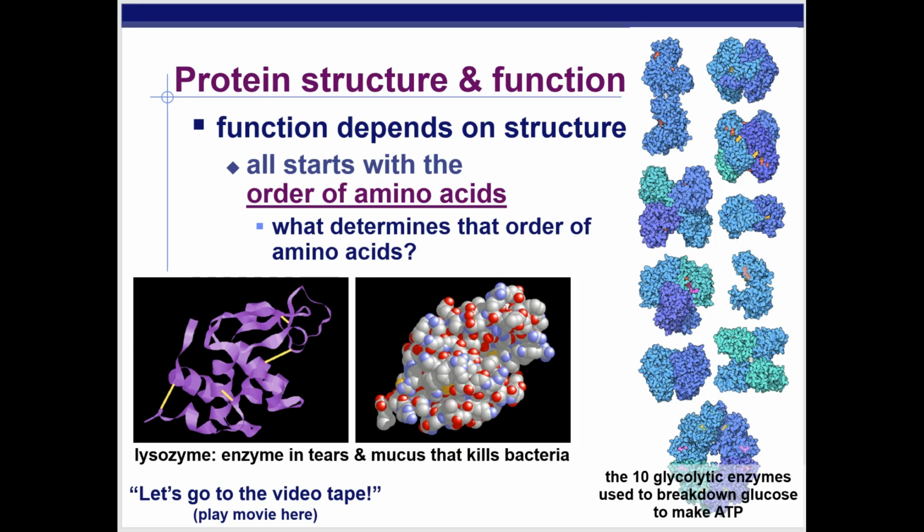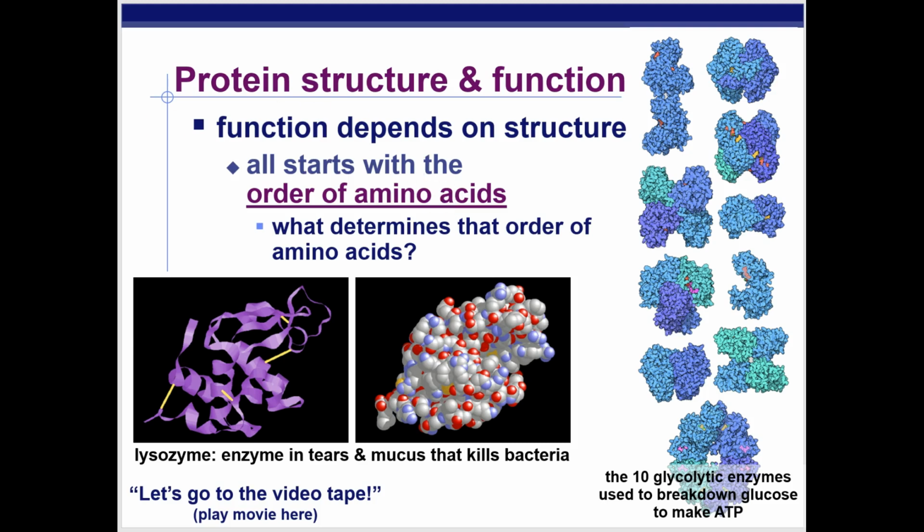So, if protein structure is so important to its function, and the function depends on that structure, then it all starts with the order of amino acids. My question for you to think about, what determines the order of the amino acids? If those amino acids have to be in such an order that the hydrophilic and hydrophobic amino acids can interact together, then it's very important that they're lined up correctly. What determines that order?